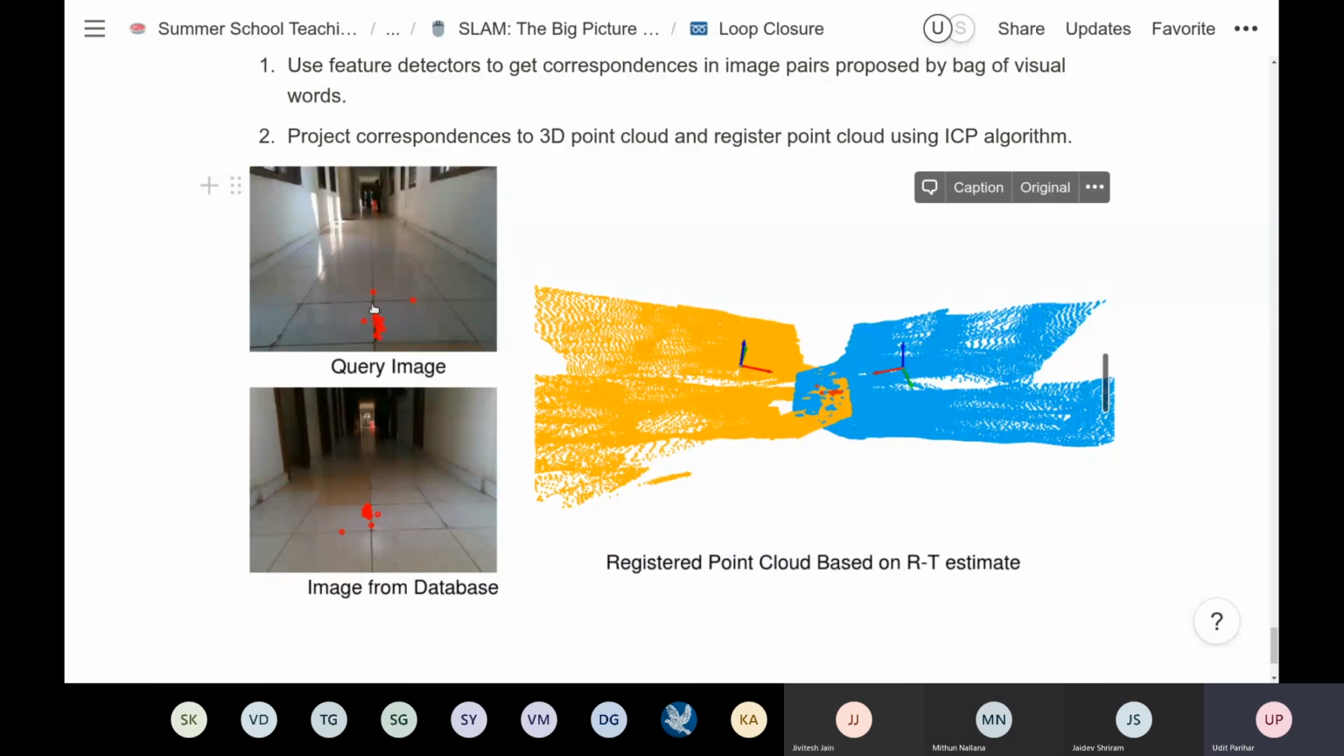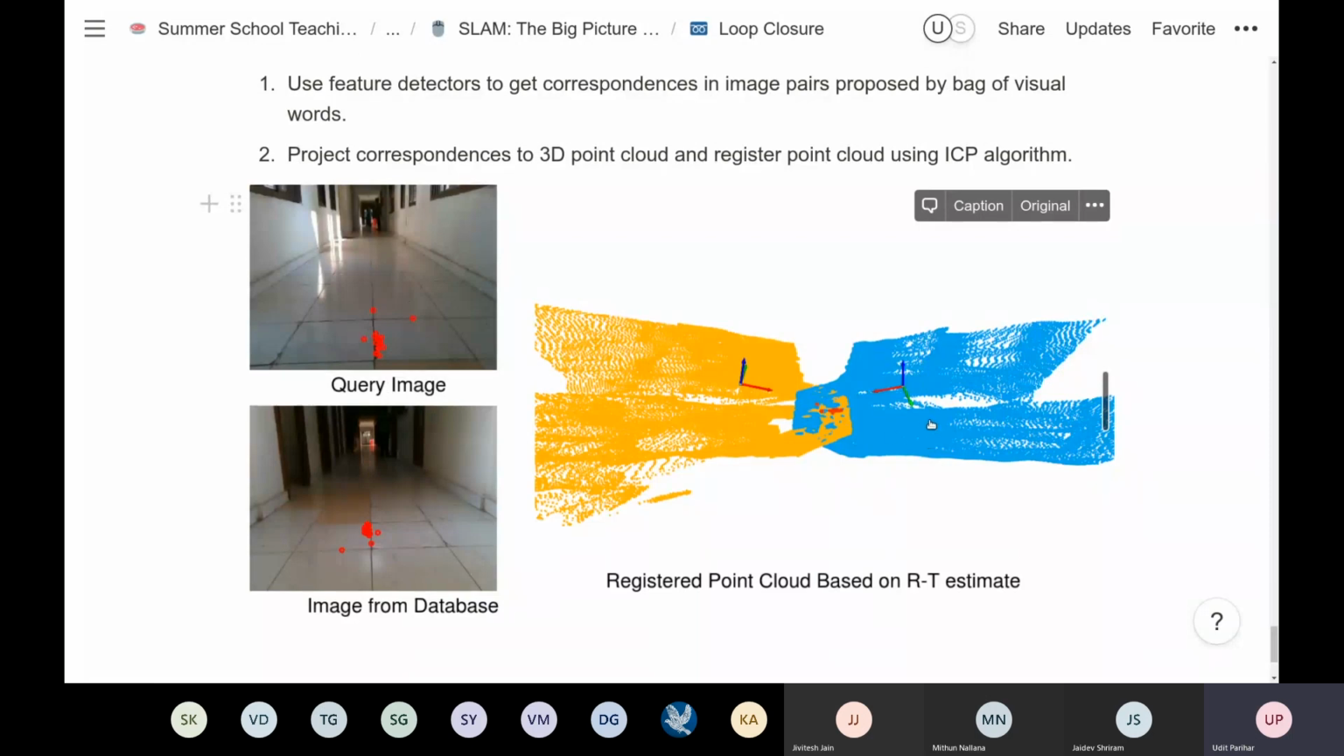there is some pre-processing involved. We have not directly applied SURF detectors on the complete image, but on the top view of the floor. That is irrelevant here. But once you get these correspondences, you can project them into 3D, and then you can do ICP, and the ICP output will look something like this.